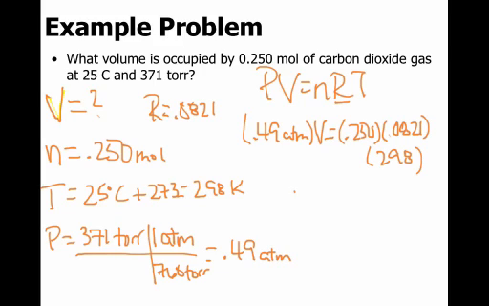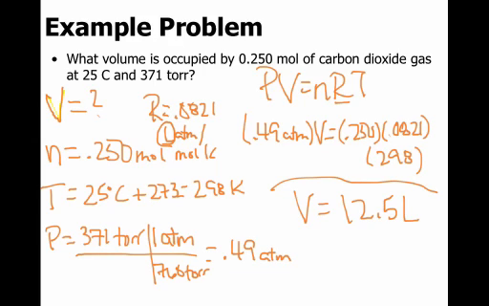Then from there, I'm going to solve for volume. If I could get all those units in there, everything would cancel out except for liters, because this is liter atm per mole K, so I would be left with liters. My volume for this one ends up being 12.5. Let's go on and try another one if you need to. If not, you can skip ahead to the next section.